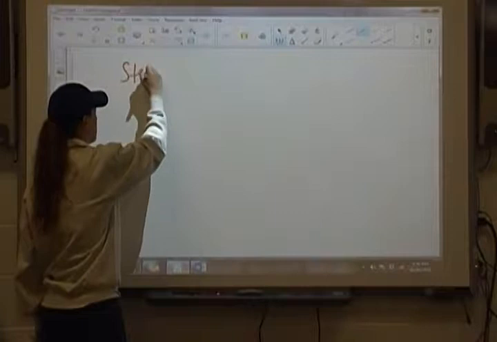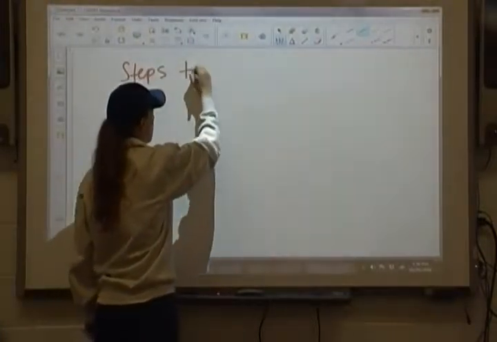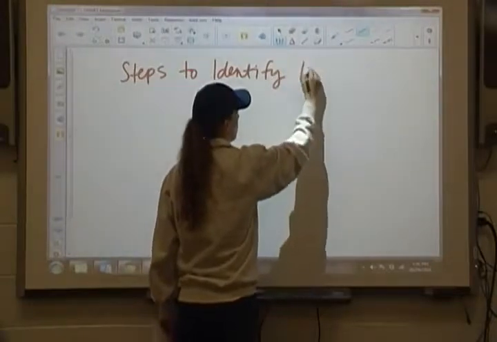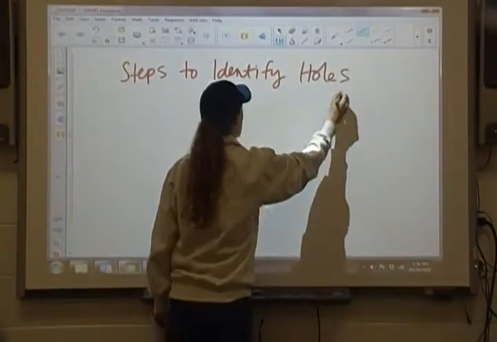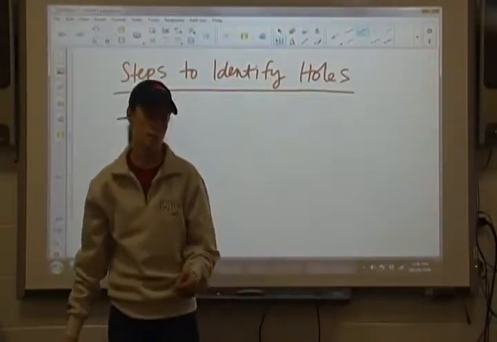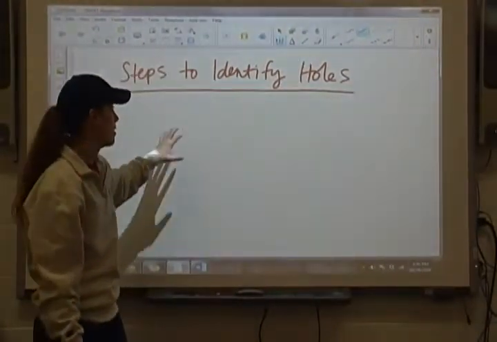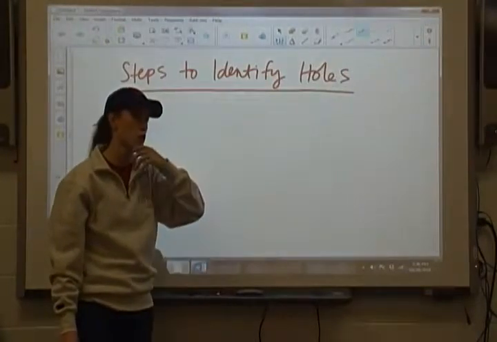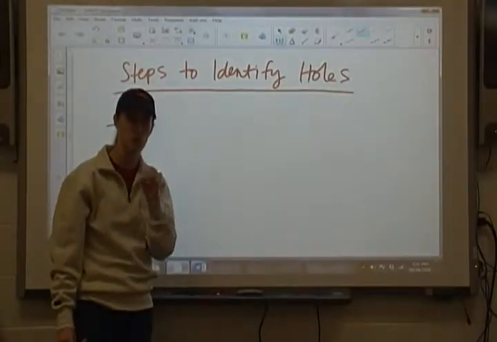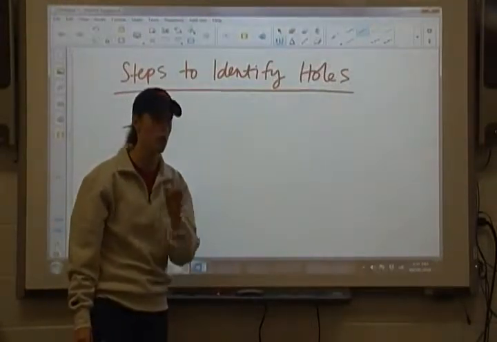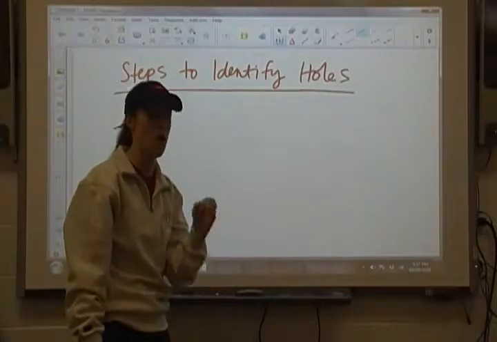So steps to identify holes. Now holes, similar to vertical asymptotes, are where the solution doesn't work, but in this case, they're found using the denominator, but they're also found using the numerator. Holes are going to be a point with an open circle when you go to graph, whereas an asymptote is a line. So for holes, we have to find both the x and the y value.